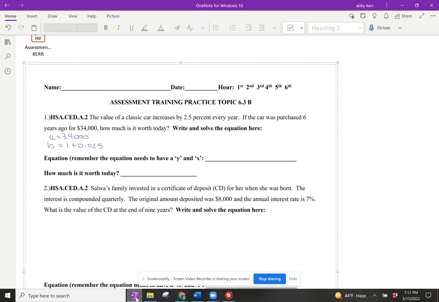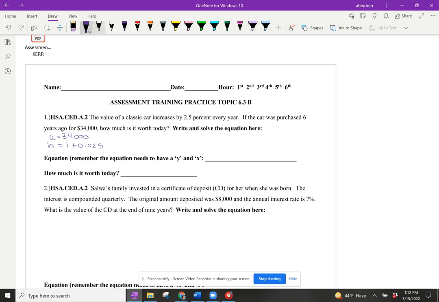All right, in this video, we're going to do the assessment training for 6.3 version B. So the first thing we want to look at is it says increasing. So we know that we're going to be adding to that whole number of 1. Now to write an equation, it's going to be y equals the starting value, which is 34,000, and then 1 plus the 0.025 raised to the x power.